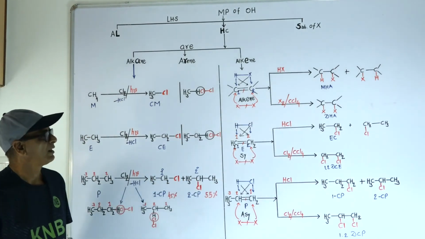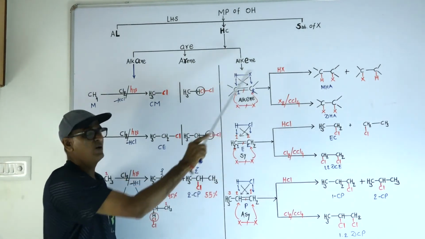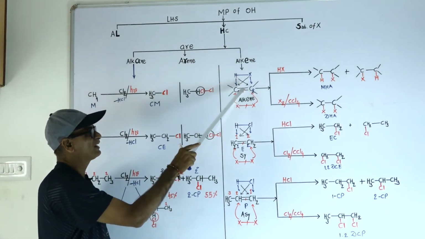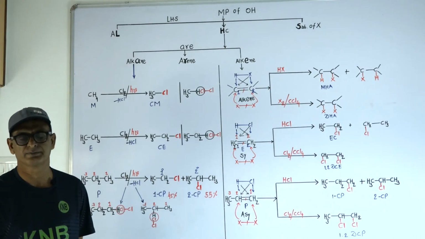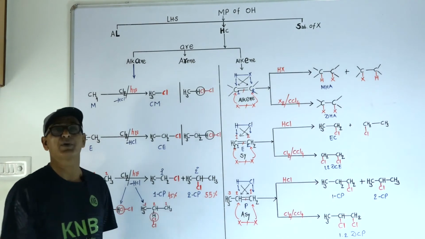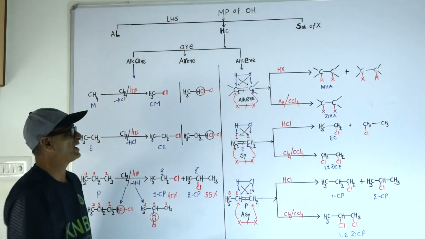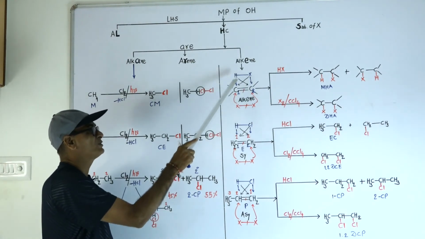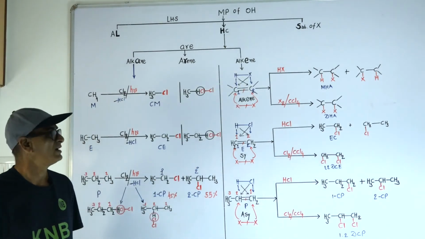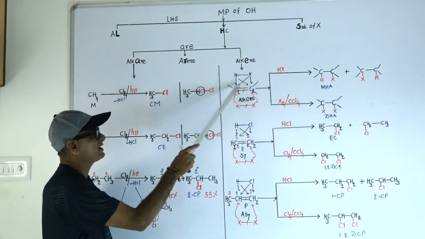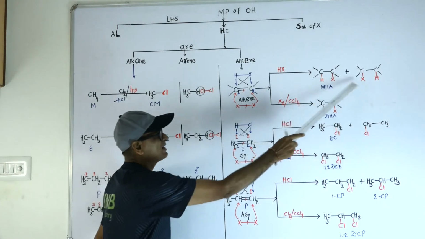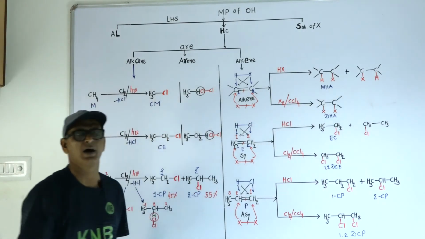But during hydrohalogenation, there are two possibilities. The pi bond breaks, and to satisfy the tetravalency of both C1 and C2, HX will divide into two parts. Hydrogen will attach on the first carbon and halogen on the second carbon. Second possibility: halogen will attach with C1 and hydrogen with C2. These both are the same monohaloalkane.